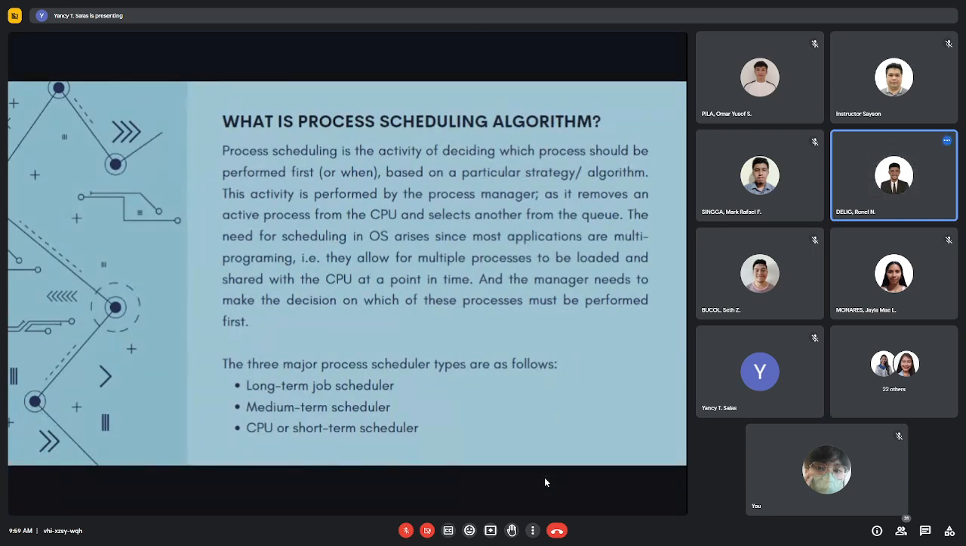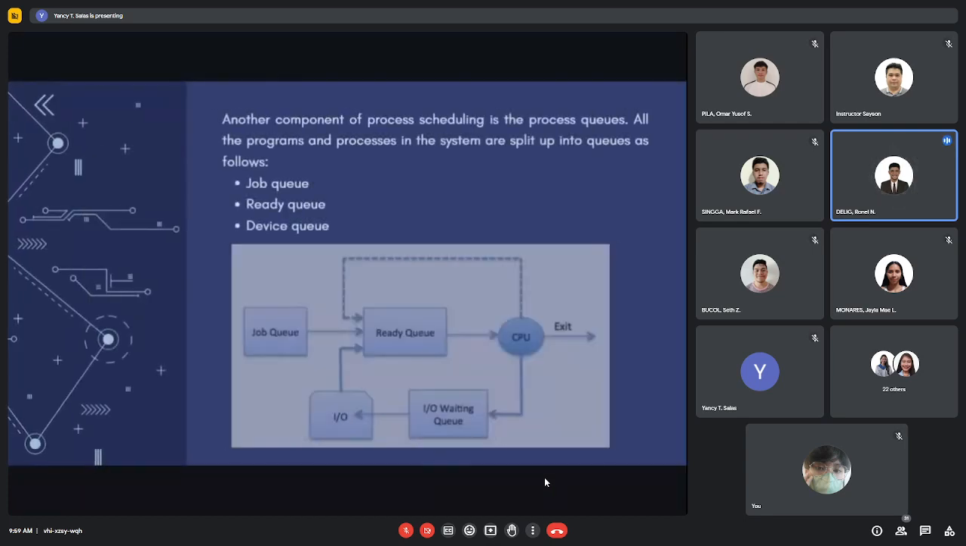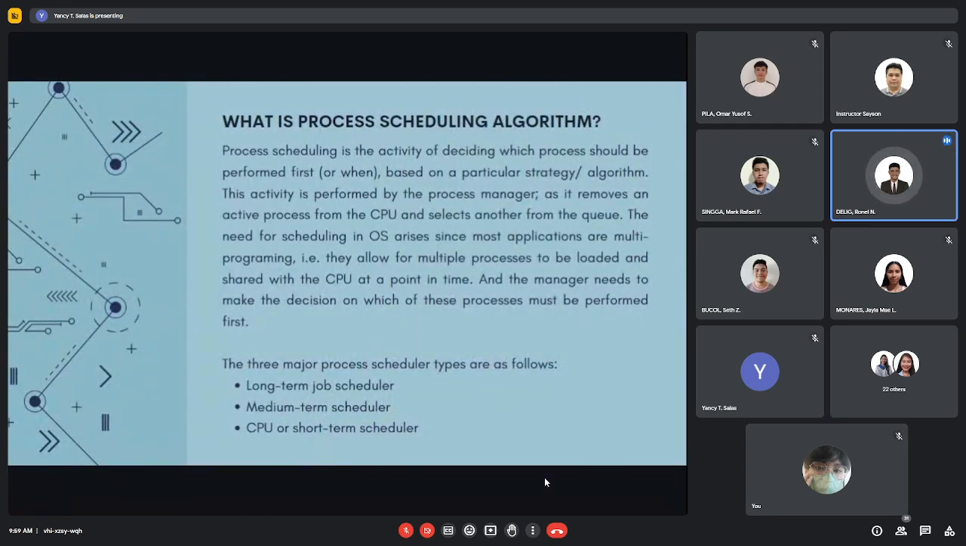So the long-term job scheduler is also called the job scheduler. The long-term scheduler determines which programs are admitted to the system for processing. It selects processes from the queue and loads them into memory for execution. Processes are loaded into the memory for CPU scheduling. So this long-term scheduler is the job scheduling and so on.